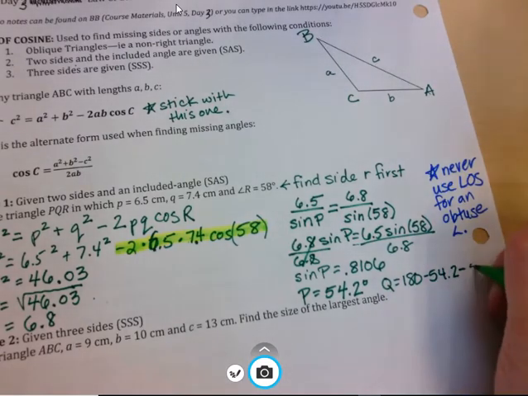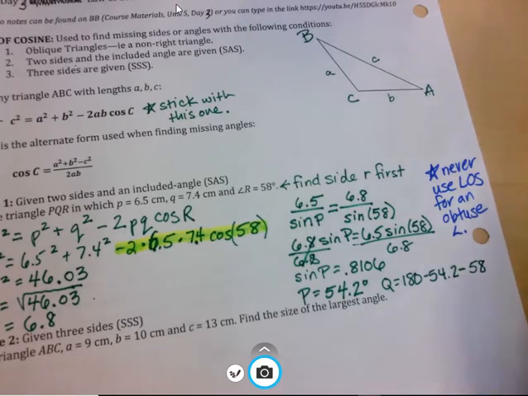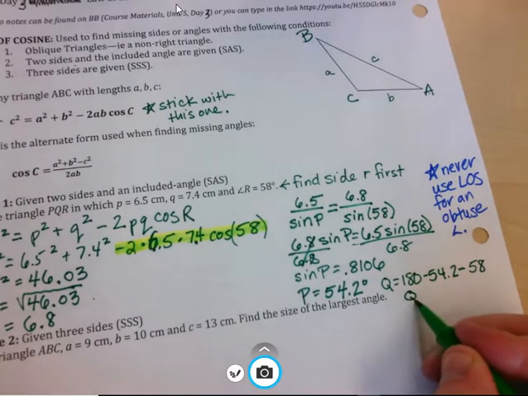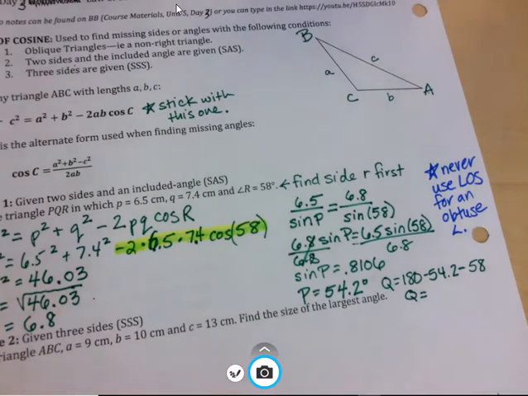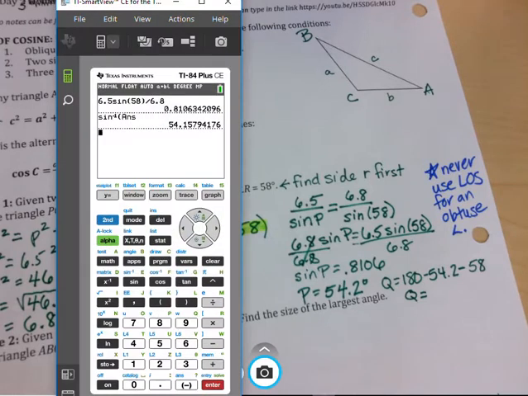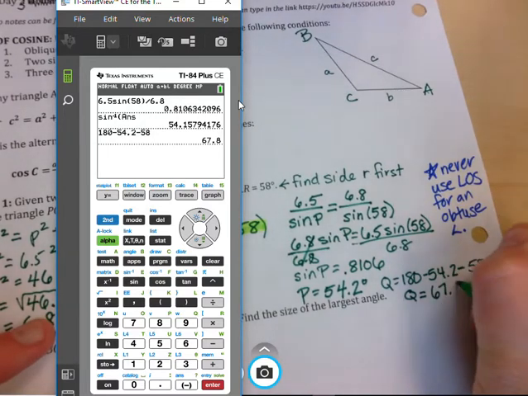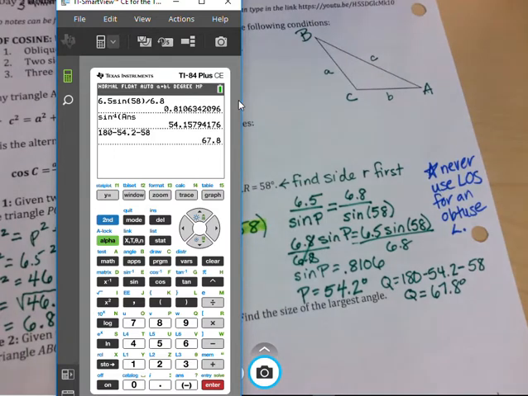Should I round 54.16 down to 54? I didn't give you rounding directions on this one, so you could, but I would prefer you do one decimal place if you don't have directions. Okay. So 180 minus 54.2 minus 58. So 67.8. Okay, did we find everything?